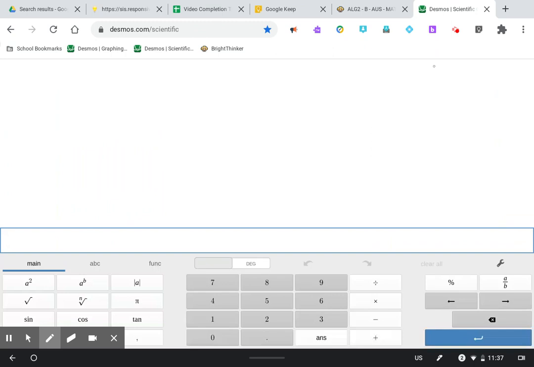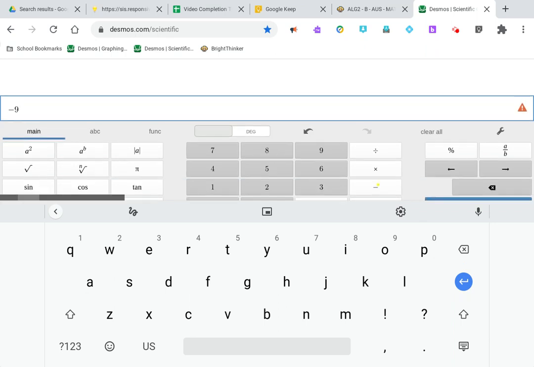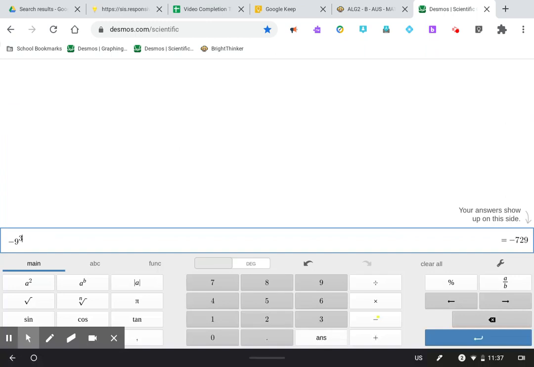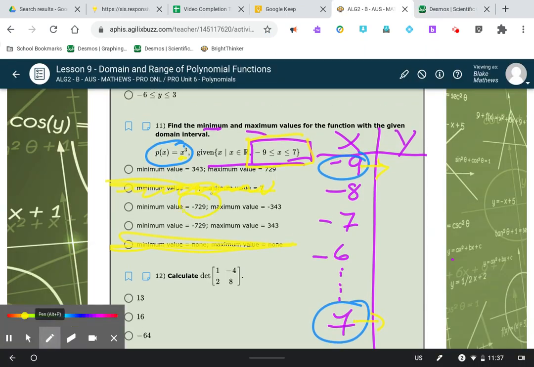So we do -9 to the third power. And it says we get -729. Okay, so that works here. And here's our minimum value. So we're going to take that out as an answer.